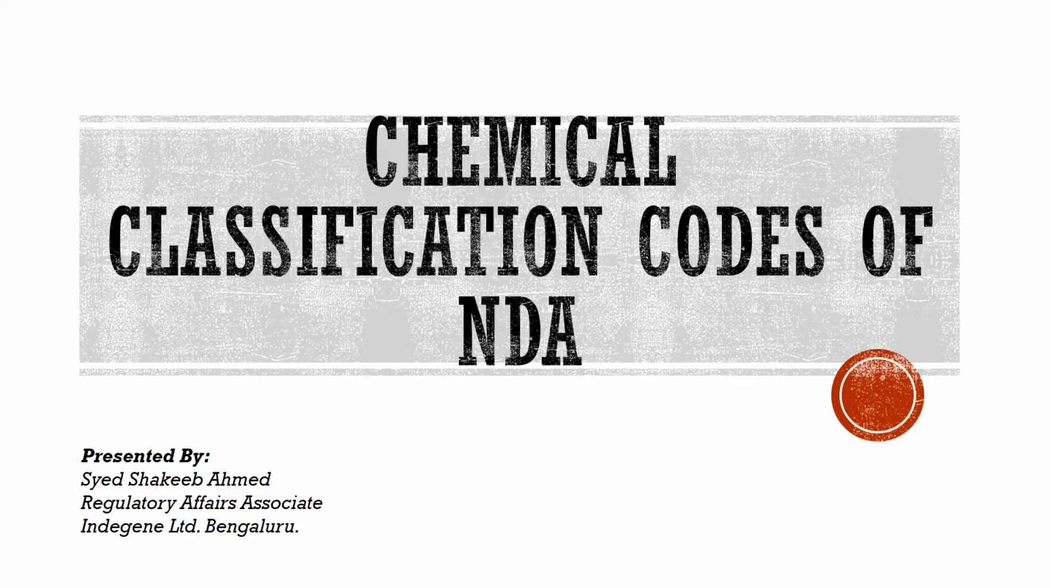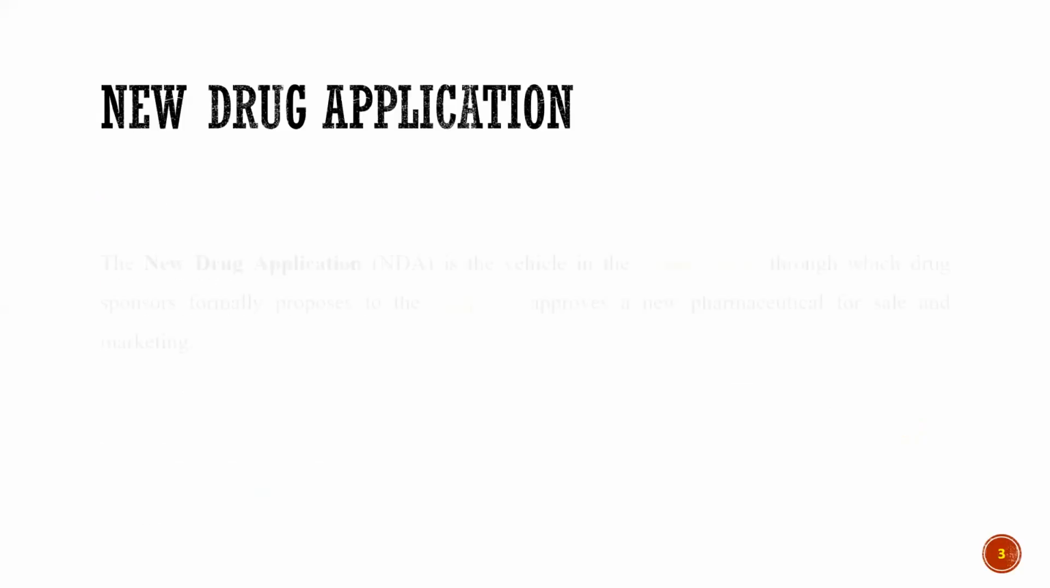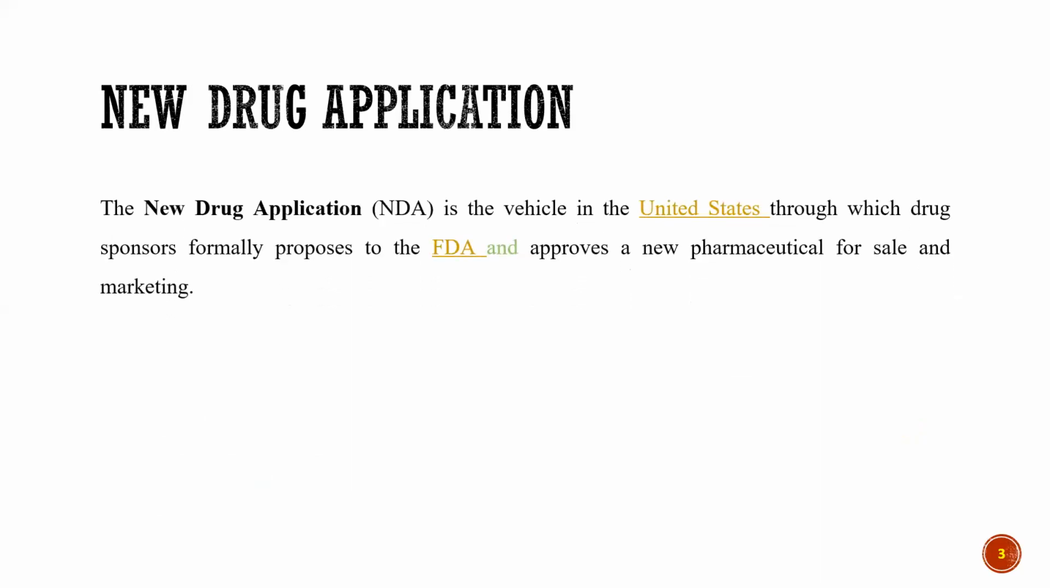So today's agenda is what is NDA, what are the goals of NDA, what are the different phases of NDA and the classification codes of NDA, followed by the question and answer session. So the new drug application, as I told, will be filed in the United States. It acts as a vehicle through which the drug sponsors formally propose to the FDA to approve a new pharmaceutical product for sale and marketing in the United States.